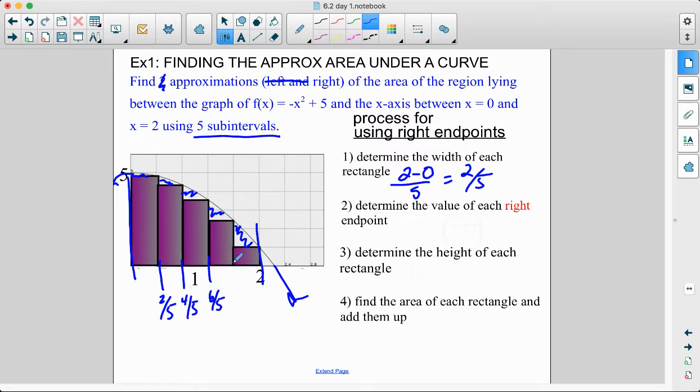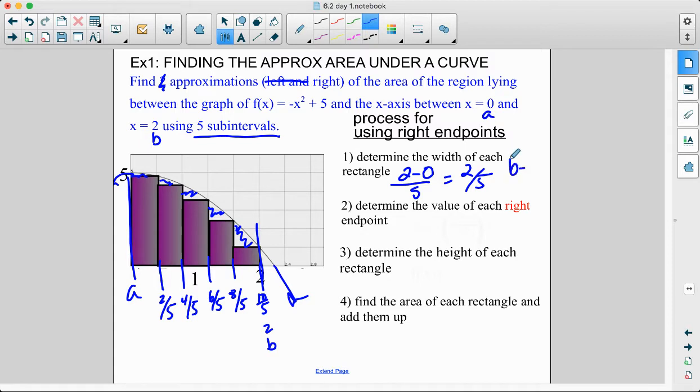And you need these x values because 10/5, which is 2. Because those are the ones you plug into the function to find the height of each rectangle. So I've determined the value of each right endpoint. It's b minus a, so we call this a and this b. The left endpoint is a and the right endpoint is b. So it's b minus a divided by how many rectangles you have.